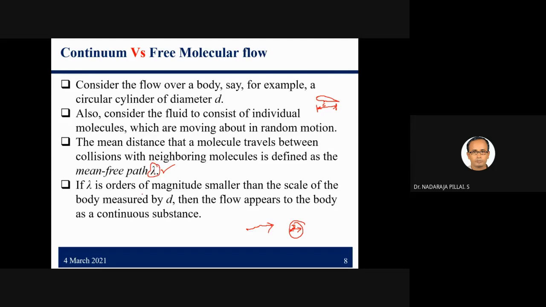Say if lambda is of an order of magnitude smaller than the scale of the body, right? The scale of the body is normally compared with the diameter D or the chord length C. Or if you consider the whole airplane, then we can consider the length of the airplane, the length of the fuselage. So if the order of magnitude is smaller than the scale of the body, then the flow appears to be continuous, right?